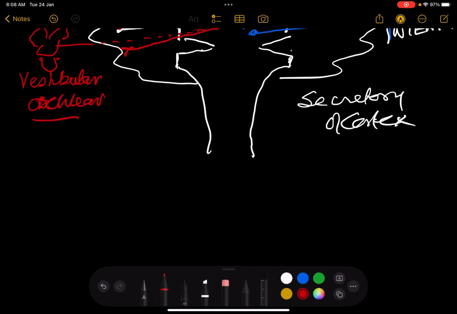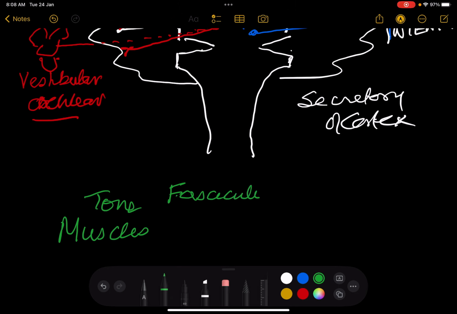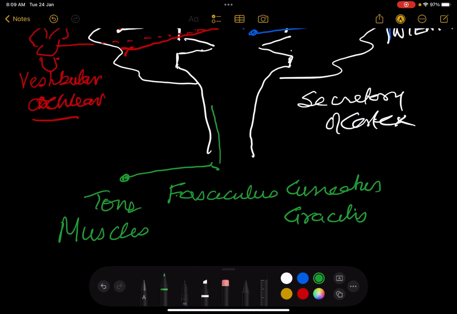Now let us see how the information comes from the muscles. So the information has to be from the muscles and tone, and the muscle tone basically spreads through the fasciculus cuneatus and fasciculus gracilis. So from the muscles, the information would pass into the spinal cord, first order. Then it will go through to the medulla level. It will be the fasciculus cuneatus and fasciculus gracilis of right and left side. Here they will become the nucleus cuneatus and nucleus gracilis.